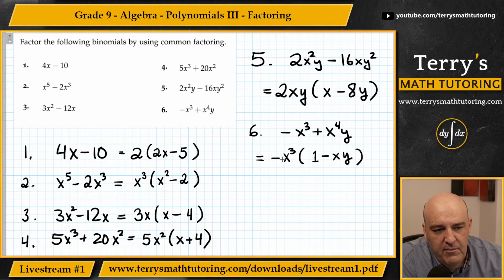So minus x cubed times 1 is, of course, minus x cubed. And minus x cubed times minus xy. The double minus makes the plus. X cubed times x is x to the 4, and the y is just sitting there. So there we go. So that's the questions 1 to 6 there. Let's keep going on our PDF.